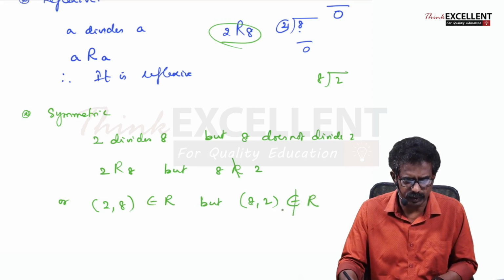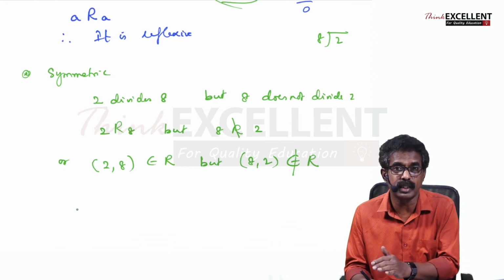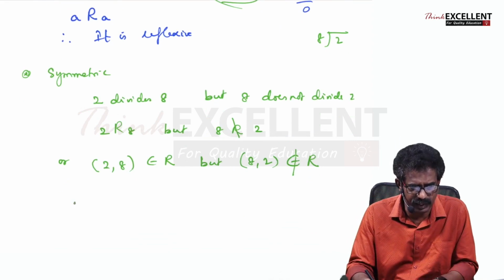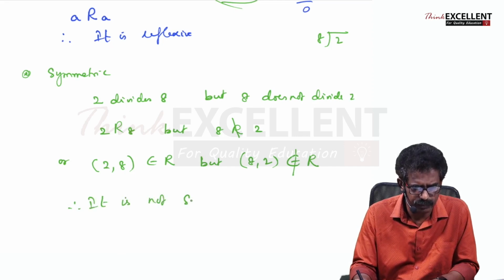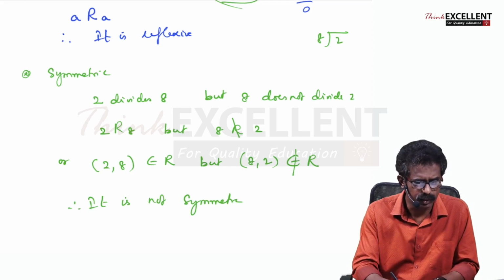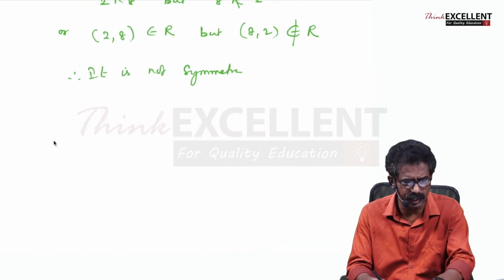not related. Okay, so therefore what can you say? A related to B implies B related to A, then only you say it's symmetric. So here it is not satisfied, therefore it is not symmetric. Okay, now we check the third one. What's the third one? You have to check for what? Transitive. Transitive means 3 we need, right?